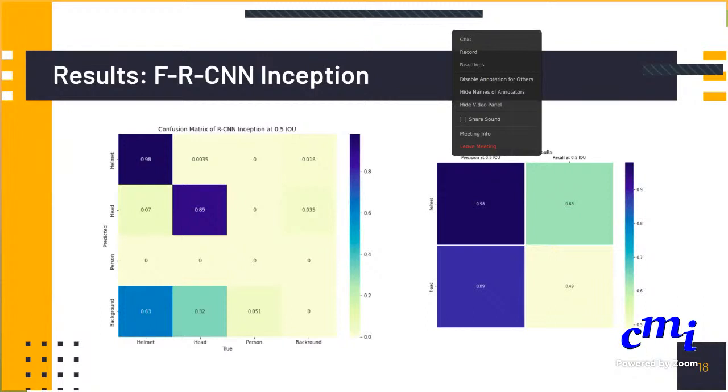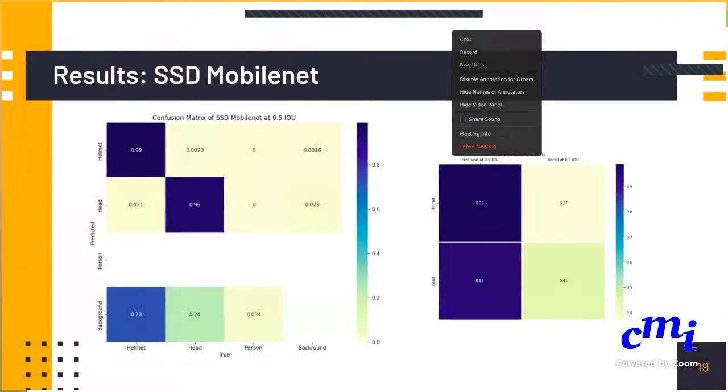Plus, the threshold in the detection result, the confidence threshold, is 0.5, and the threshold for IOU is also 0.5. So the results that we see are filtered according to that. And the second one, this is the SSD MobileNet.